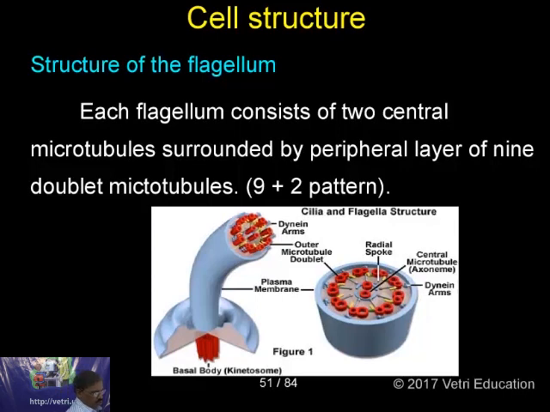Regarding these microtubules, in the center we can find 2 and surrounded by 9. Each one is a doublet, and in total this is called the 9+2 pattern. So all these things form a flagellum like this.